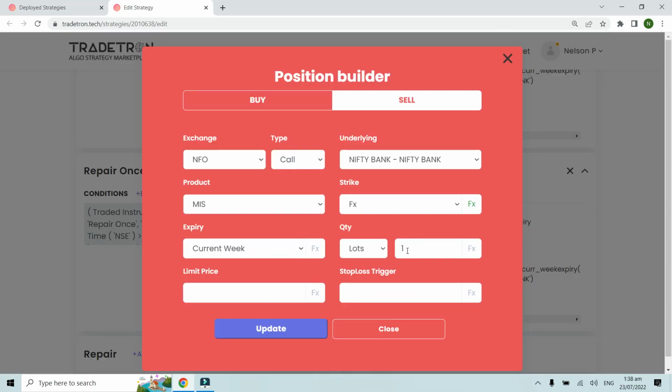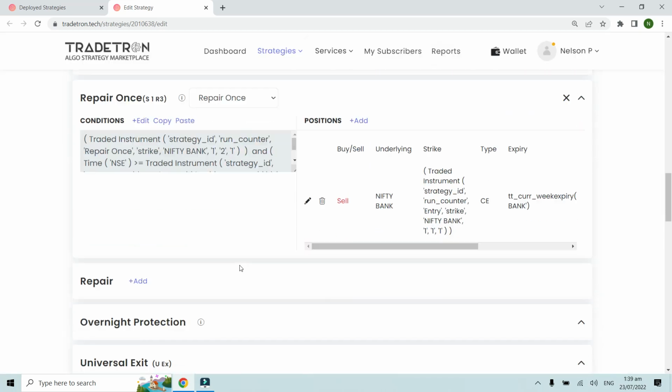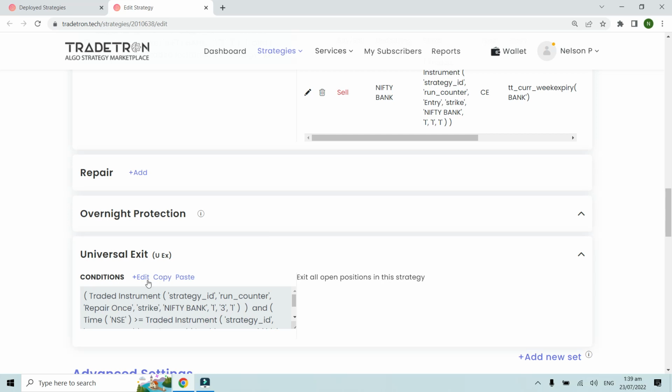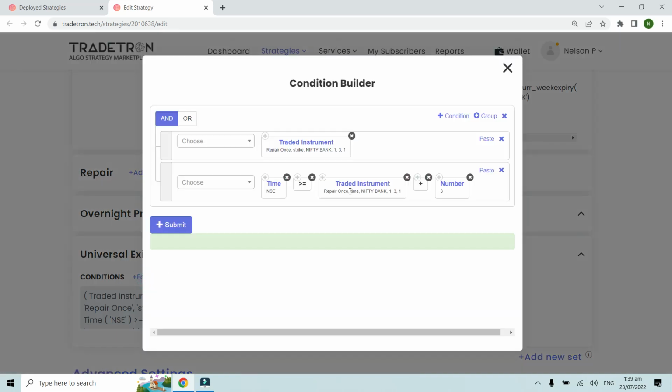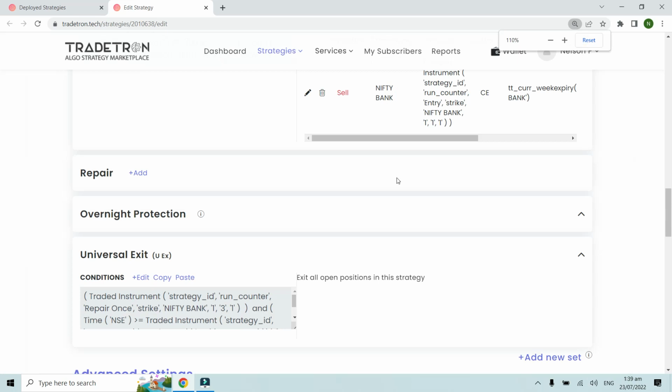So over here, instead of dividing by percentage or anything of that sort, what I have done is, because out of 8 we have already sold 2 in the first repair and 4 in the second repair, the pending quantity is just 2 lots more. So I want to square off 1 lot in this third repair, so I will put just 1 quantity. But the strike will be the same, that is traded instrument strike 111. Once this is squared off, I want to exit the remaining 1 quantity. So once the third repair has been triggered, that is traded instrument repair once 111, then after third repair plus 3 minutes, I want to exit the 1 quantity that is also pending.